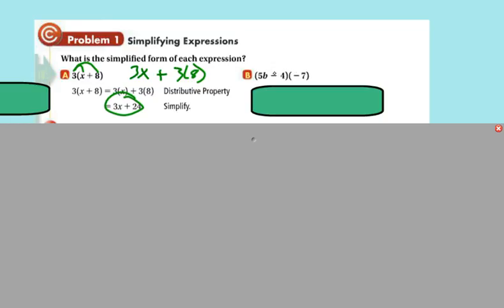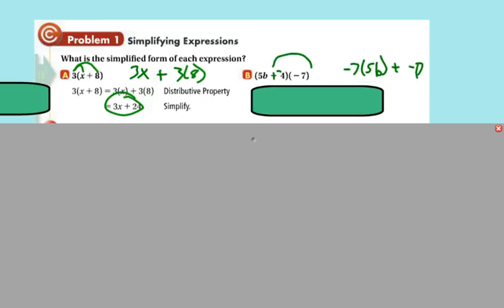I guess we'll leave it with subtraction. I prefer to change. We're going to change addition to adding the negative. So now I'm going to distribute negative 7 to the 5b, which is negative 7 times 5b. Keep our plus sign because we changed it to a plus. And now do negative 7 times negative 4.